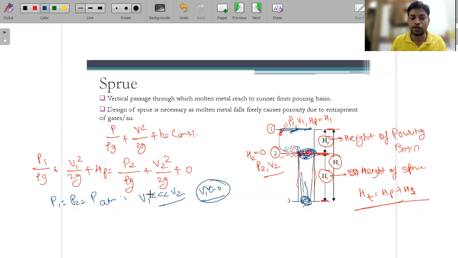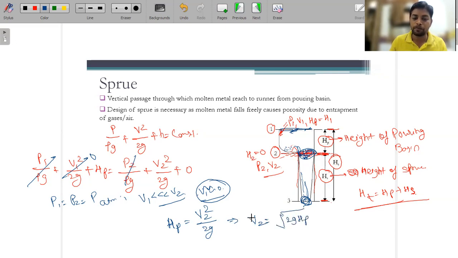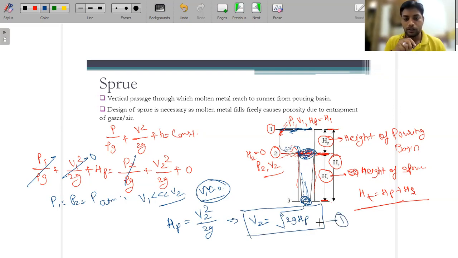So if it will become 0, then this value will be cancelled out from both the sides, because both are atmospheric pressure. This value will be eliminated, that will be equals to 0. In the left hand side only HP is remaining, and in the right hand side only V2 square by 2g is remaining. So from here you will get the value of V2, and that will be equals to root 2g HP. So this is the equation number 1. Okay guys, I think you do not have any doubt. So this is the equation number 1.